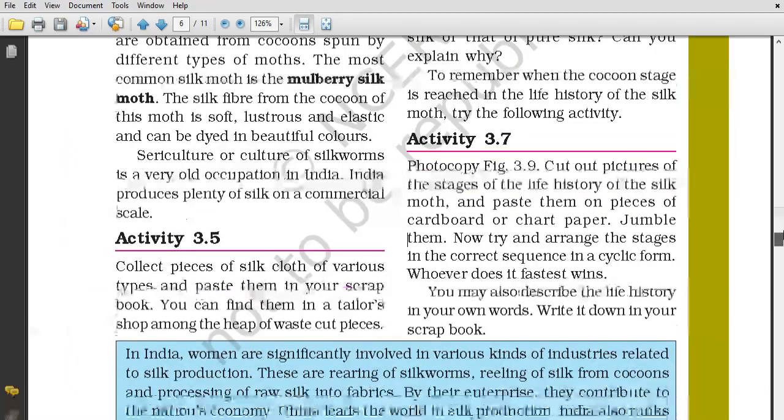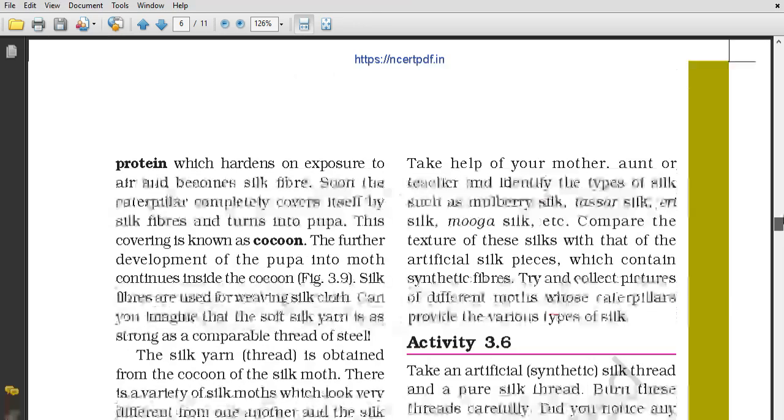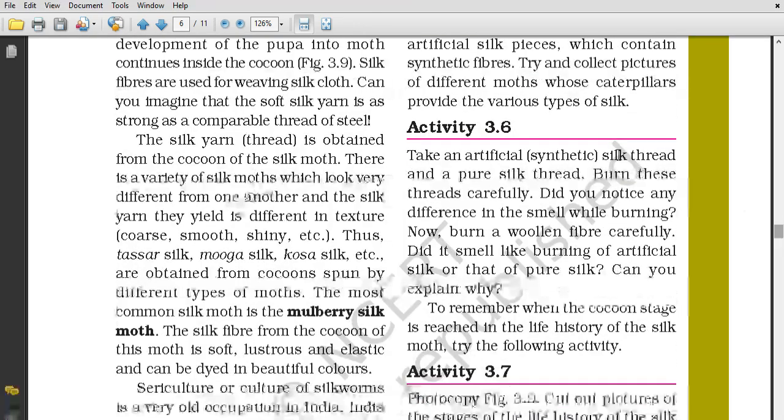Okay, now this activity is done. Activity 3.5 is done, and now we are going to do the activity 3.6.